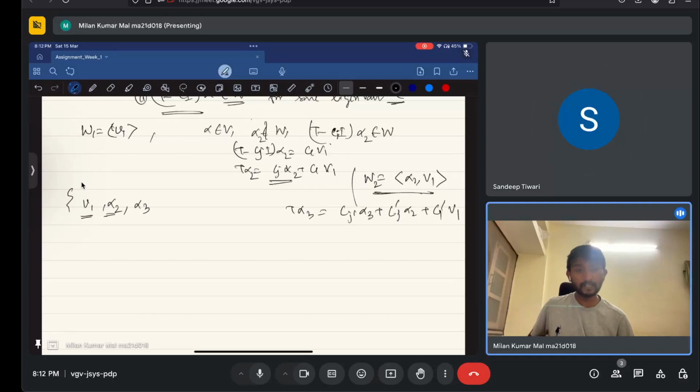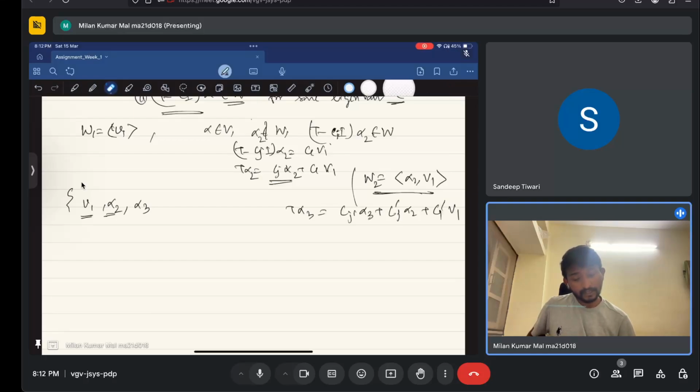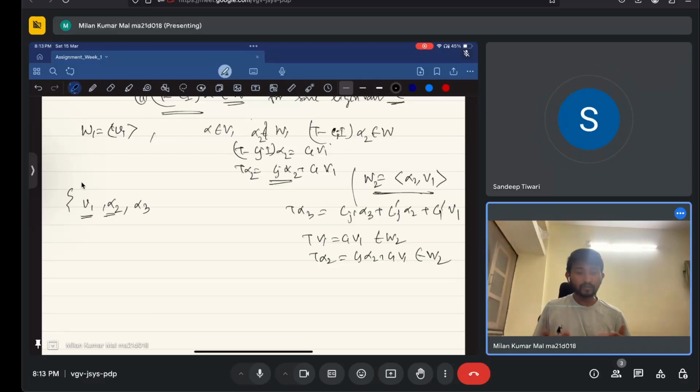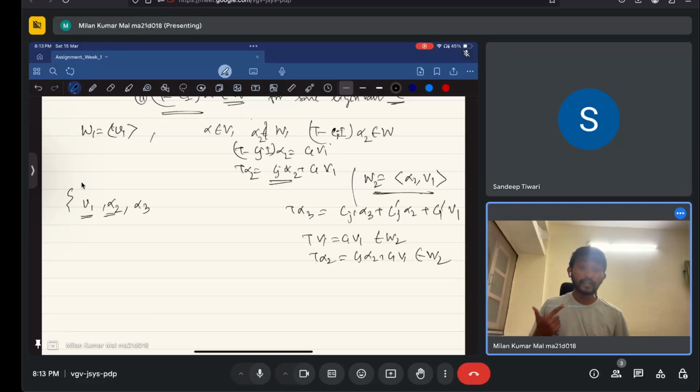I have taken this invariant space. This is invariant now, right? So there must exist a vector alpha 3 in V but not in W2, such that... Why is W2 invariant? Let's take any element from W2. T V1 is equal to C1 V1, that is again in W2. T alpha 2 is equal to Cj alpha 2 plus C1 V1, that is in W2. As the basis is in there, everything will be there, right? So W2 is an invariant subspace.